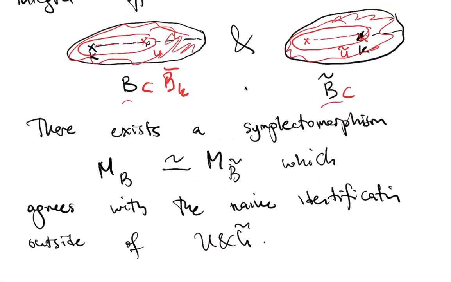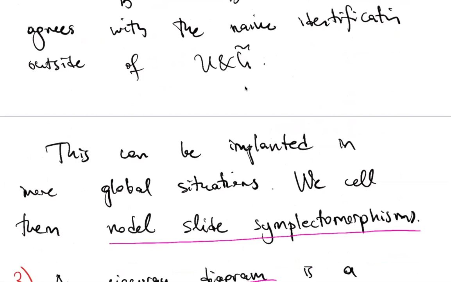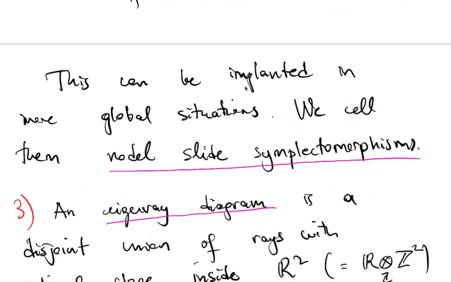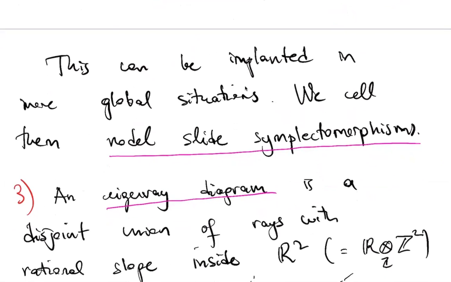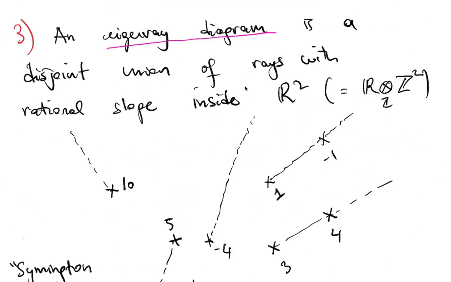But the point is that this is compactly supported. And the implication of being compactly supported is that you can implant this in more global situations. Okay, so I will call these nodal slide symplectomorphisms. Now one of the key definitions is this definition of an Eigenray diagram.